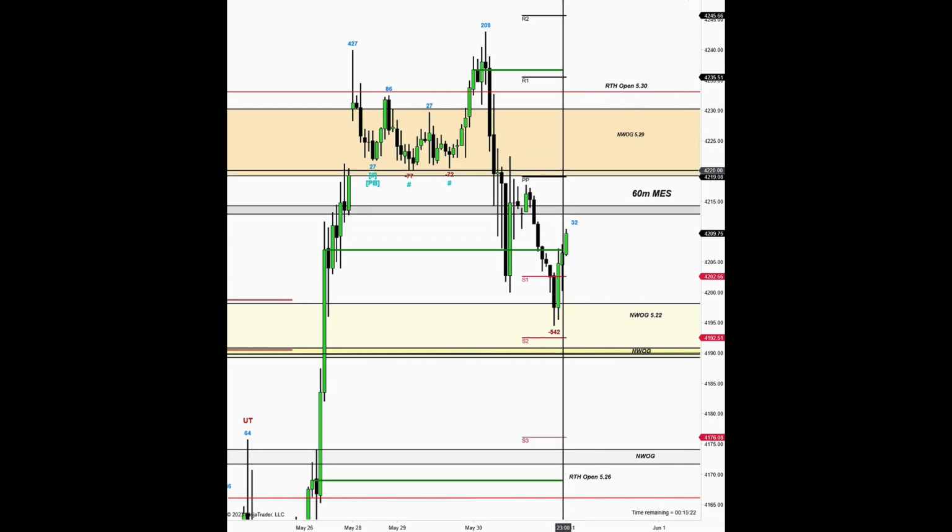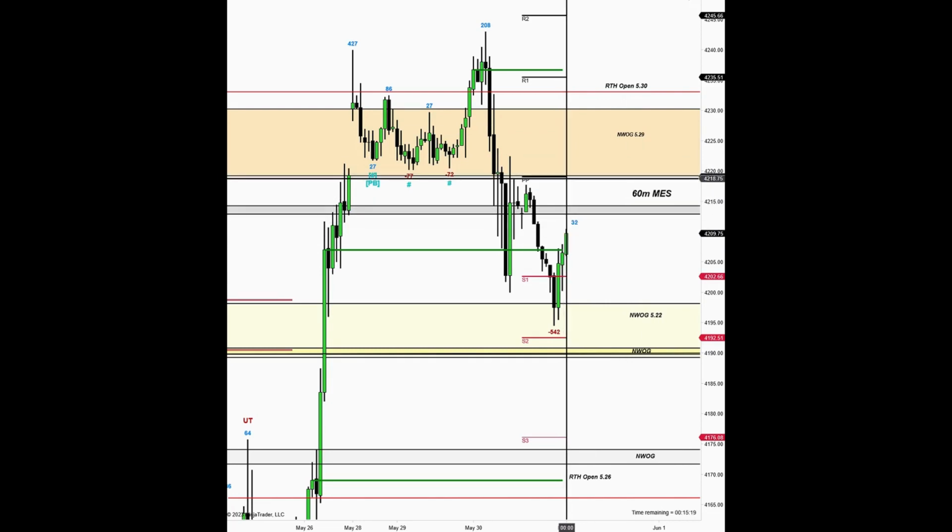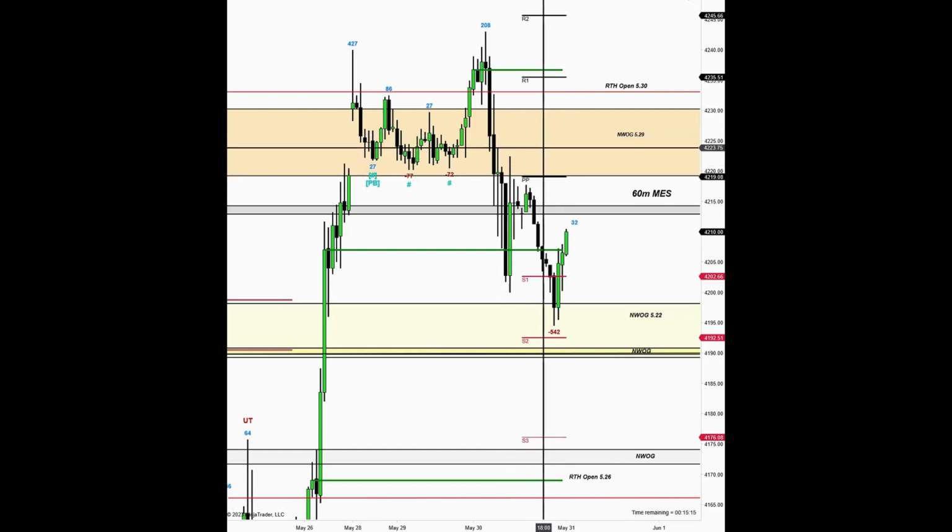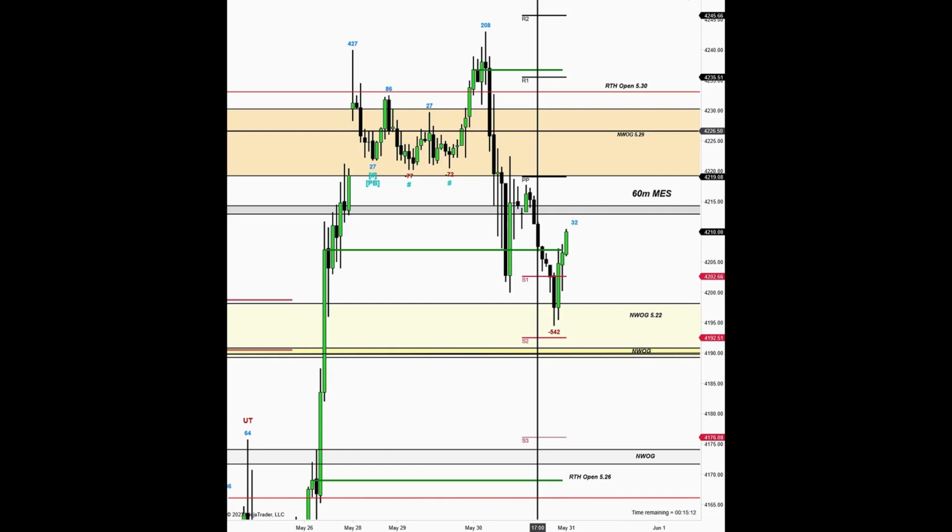I'm just going to watch the 7 a.m. to 10 a.m. zone, maybe sit on hands before I take a trade. If we do get up into this new week open gap, I'm going to watch it real closely for the setup, but I'm going to be careful since it is the last day of the month.